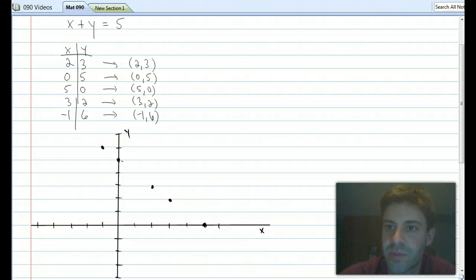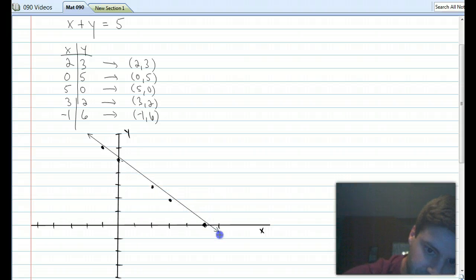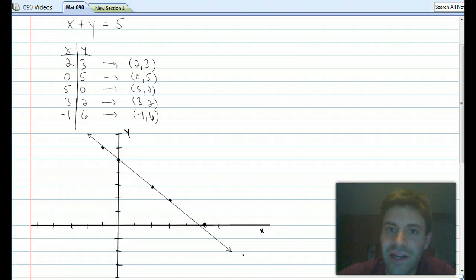So what we do is we connect all the dots with a line. It's not going to be perfect because this was done by hand, but we call that line there the graph of the equation x plus y equals 5.